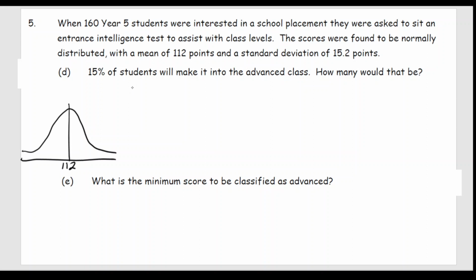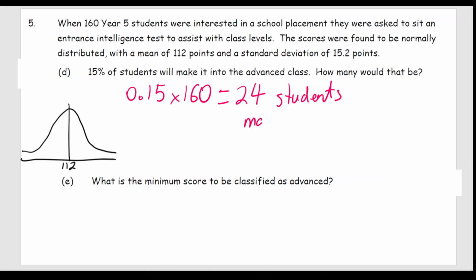All we need to do in this case is convert that 15% to a decimal, so 0.15, and we multiply it by however many students we have. So we've got 0.15 times 160. That means that 24 students make it to the advanced class.